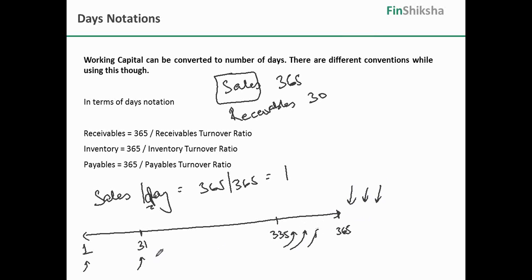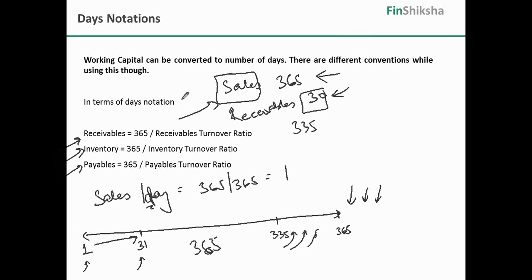So effectively at the end of the year, the company has sold worth 365 crore. It has collected worth 335 crore. 30 crore is outstanding, which in per day sales terms means 30 days worth of sales is outstanding. So in a sense, it takes 30 days to recover the money. In a sense, 30 days worth of credit sales is outstanding. That's what we are trying to find out. You take 365 divided by the receivables turnover ratio to get the days notation, 365 by the inventory turnover ratio, 365 by the payables turnover ratio.